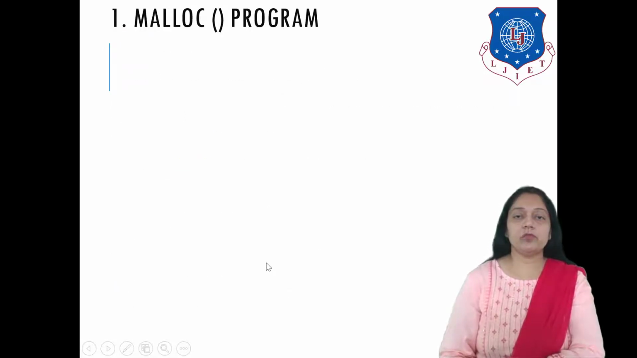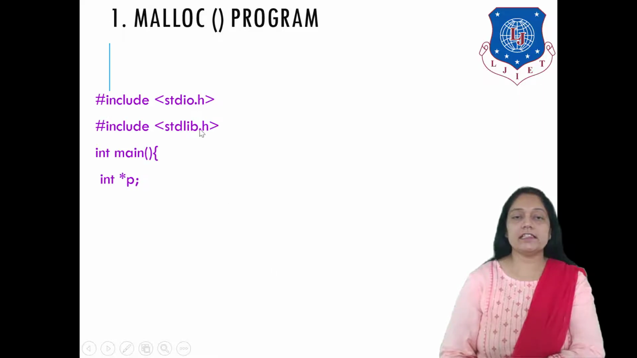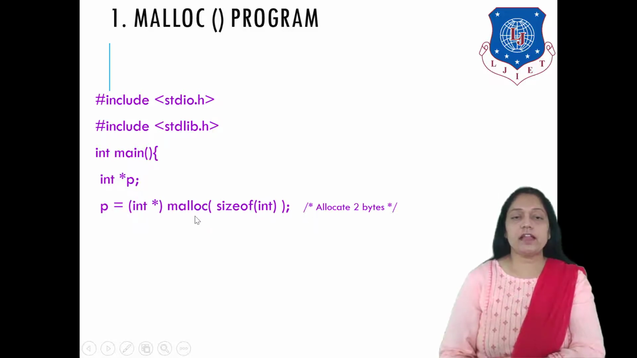So let's see one program where we are going to use the malloc function. I'm going to include two files, stdio.h and stdlib.h. Now inside main, I'm declaring an integer pointer. Now use malloc for allocating the memory. So malloc, brackets, what would be the size? Sizeof(int): the size of an integer is 2, so 2 bytes of memory would be reserved. Whatever memory is reserved by this malloc function is converted into an integer pointer.